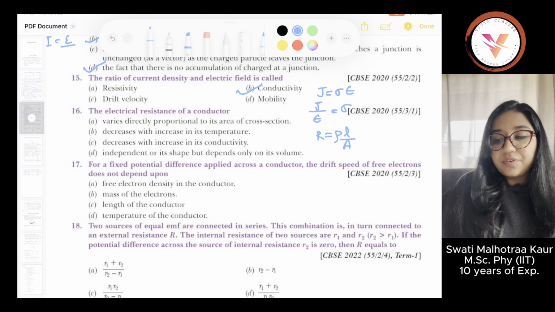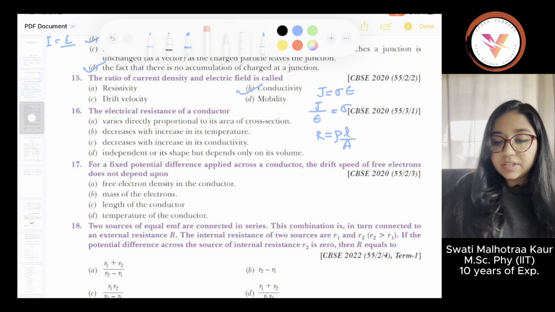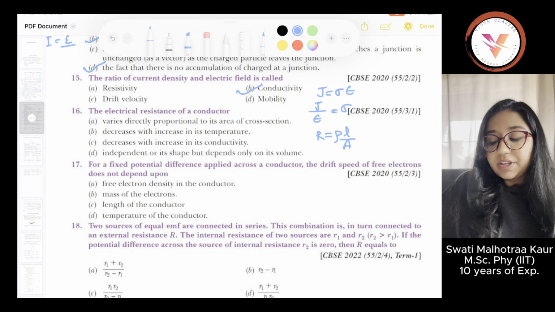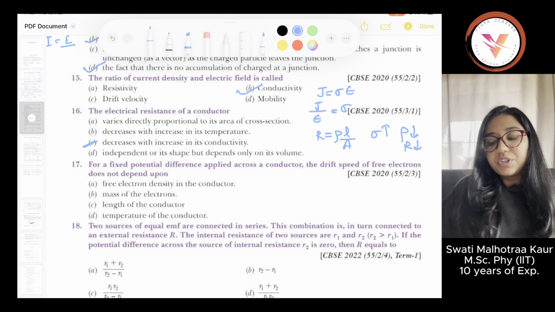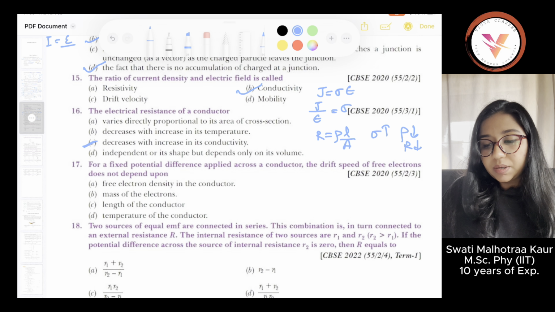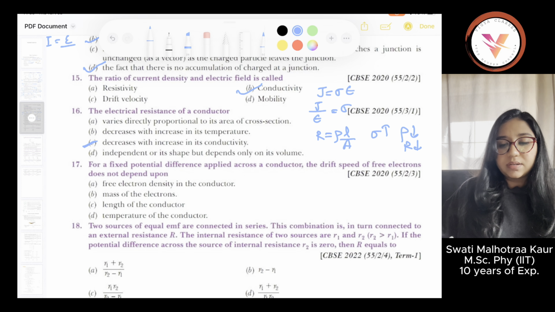If sigma decreases, then resistivity increases, then resistance also increases. So let's take it the opposite way, sorry. If conductivity increases, if sigma increases, then resistivity decreases, then resistance also decreases. So C is the thing: independent of its shape but depends only on its volume. Independent of its shape but it doesn't depend on the volume as well. Okay, so C is the correct one.